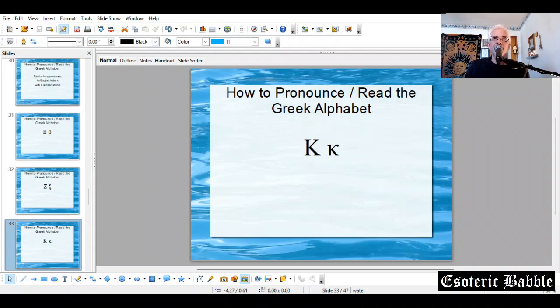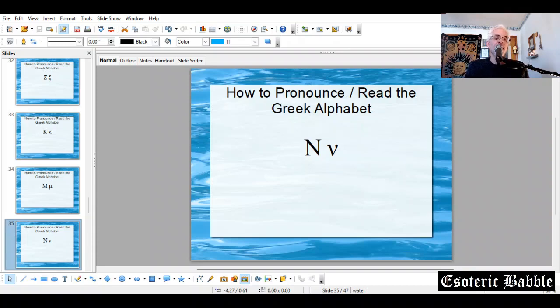Kappa, this is a K sound. Mu. So this one, obviously the uppercase looks just like our M. The smaller one might take a little bit of imagination, or if you know, it gets used as a prefix, I think for like micrometer or something, so you can kind of remember it like that.